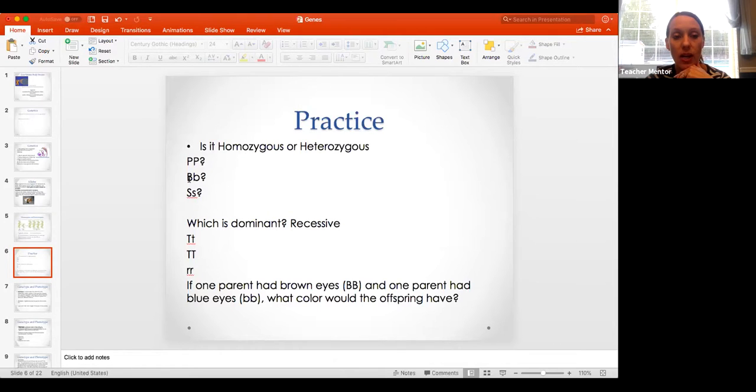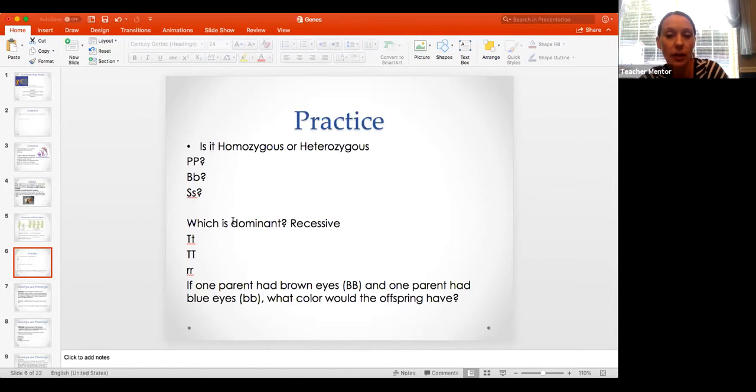If we have one capital B and one lowercase b, homozygous or heterozygous? Those two are different, that's right, so it would be heterozygous. So they're carrying both a dominant and a recessive. Same thing with this uppercase S and lowercase s. Heterozygous because it's carrying one of each, okay?